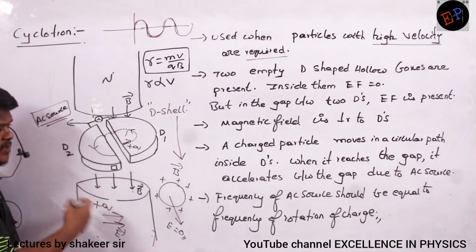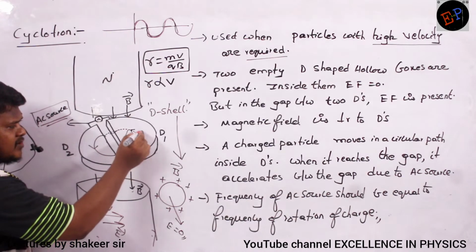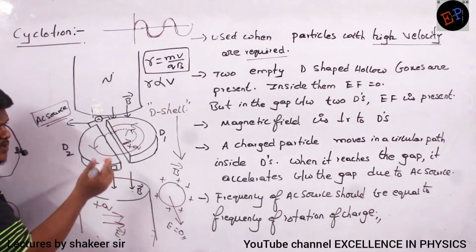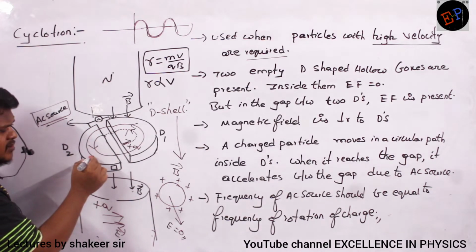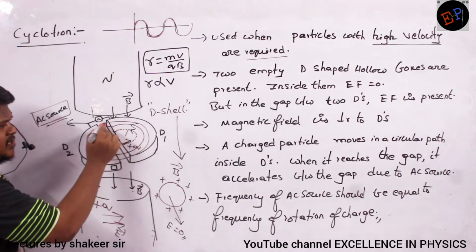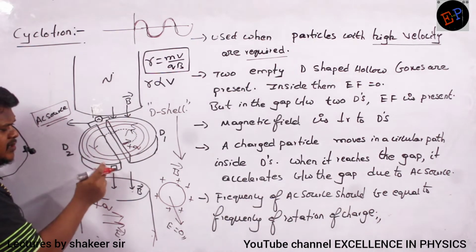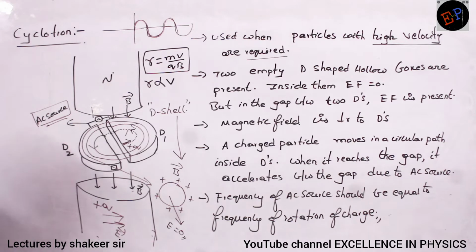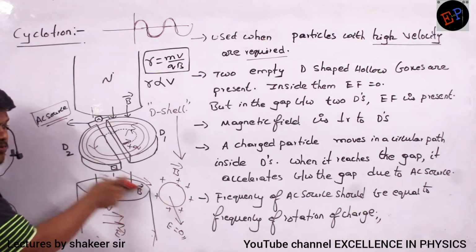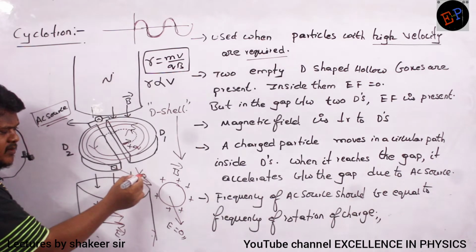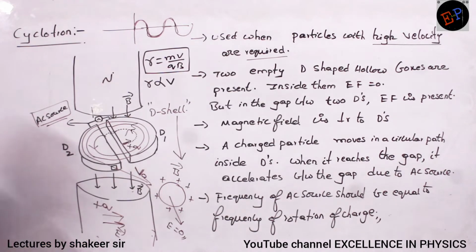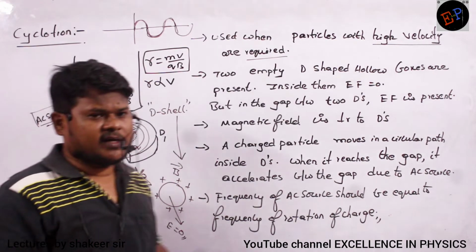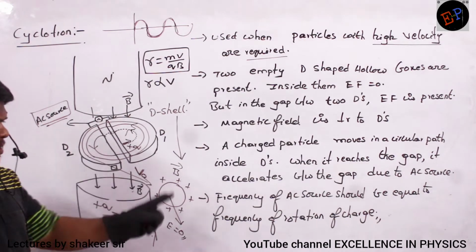Again velocity increases, so it moves and again traces a bigger circle. Now again it enters the gap, the electric field direction changes, and its velocity increases again. Are you able to understand? So continuously velocity is increasing and radius is increasing, and finally in this D we have a small hole, so it finally comes out of this hole. By the time it comes out, its velocity is very large. By this simple method we can give very high velocity or very high energy to charged particles.